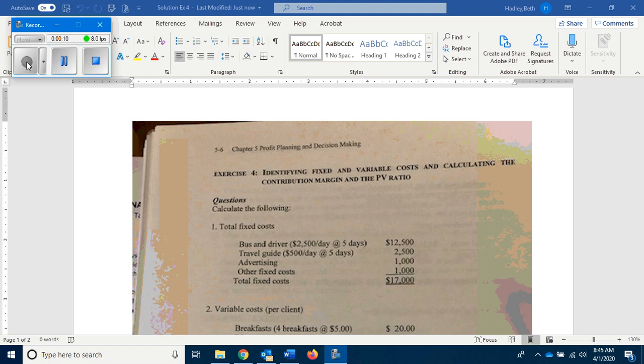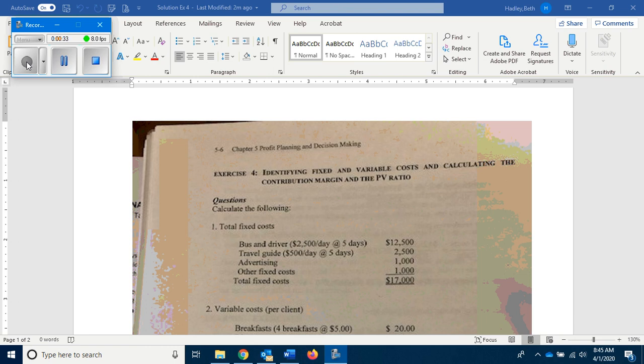First question is total fixed cost. When we went over the exercise itself to try to prep you for the actual completion of the exercise, we talked about a few of the different expenses. Now we're going to break them down between the total fixed cost and the variable cost per client.